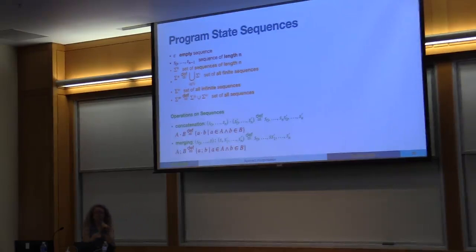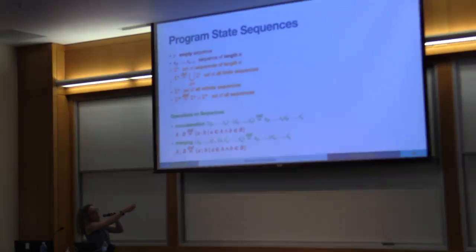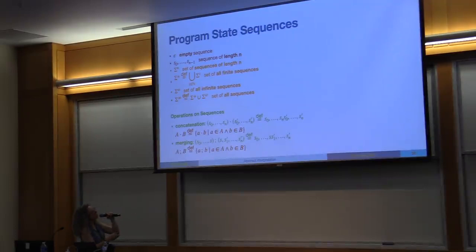Okay, and then we have some operations on sequences. We can do concatenation. So here we just take two sequences and we glue them together. And more frequently, we're going to do this merging operation, where essentially we glue two sequences together, but there is a common state in between that is not repeated. And I will do the same when I have sets of sequences. I will just use the same symbol for sets of sequences.